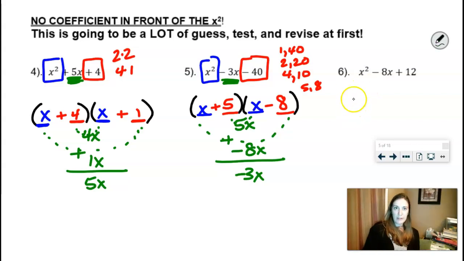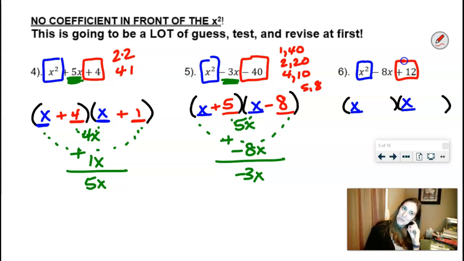All right, let's try one more of these. And then we'll step it up a little bit. So same idea, the first terms being multiplied together have to be x squared, so those individual pieces have to be x and x. Oh boy. This one always tricks kids.